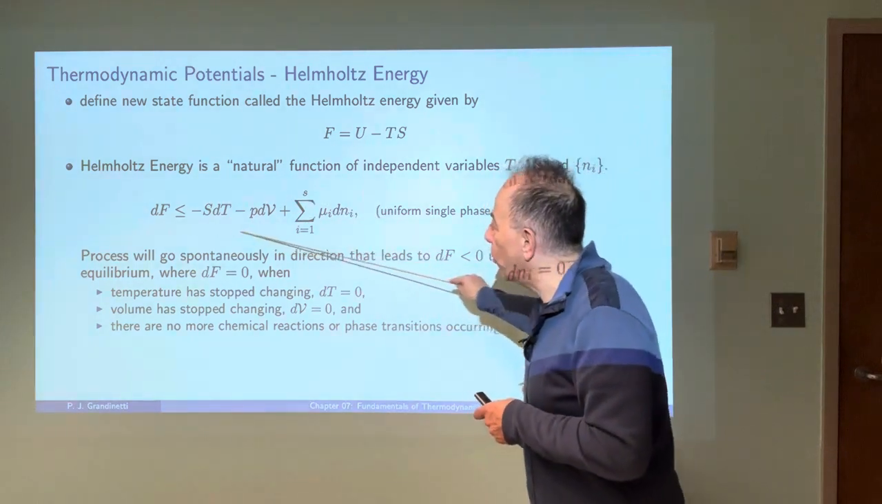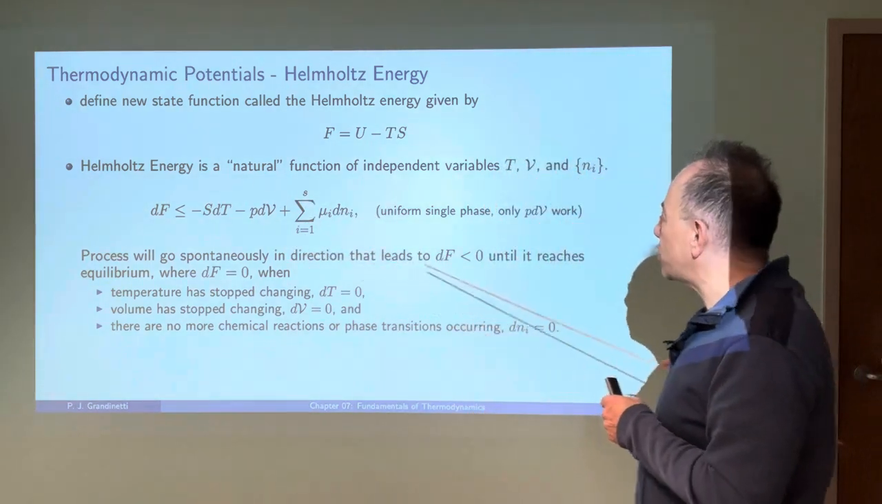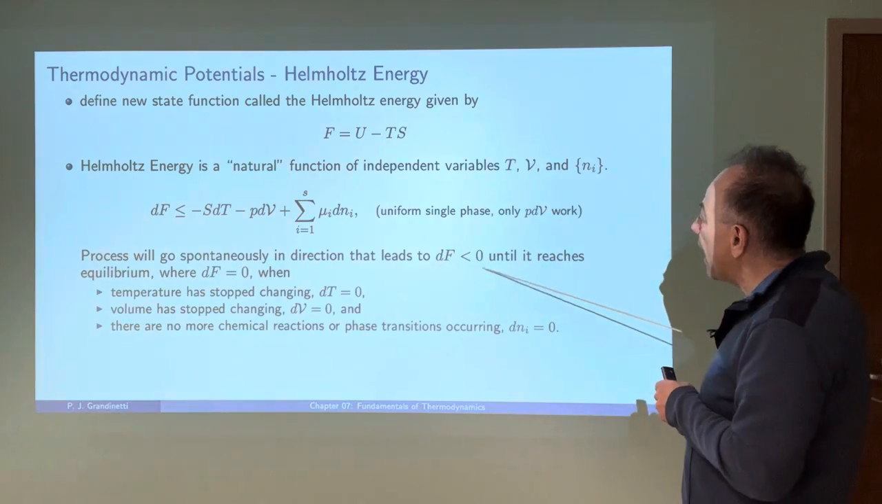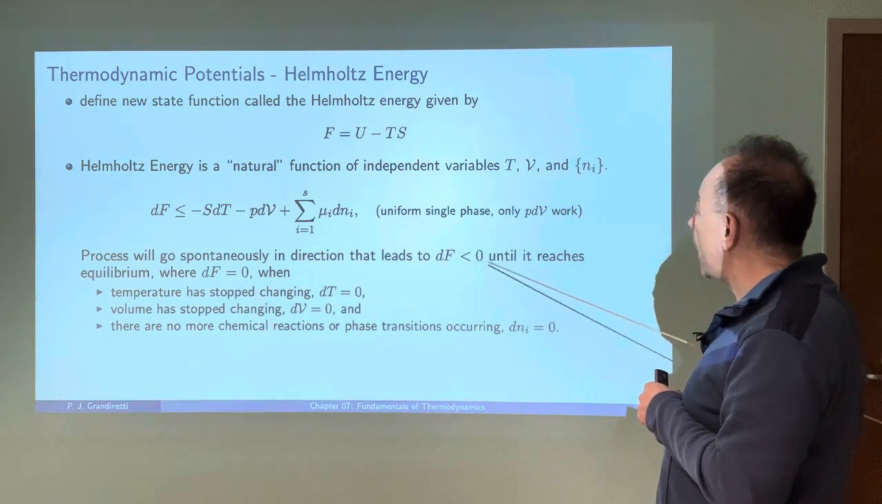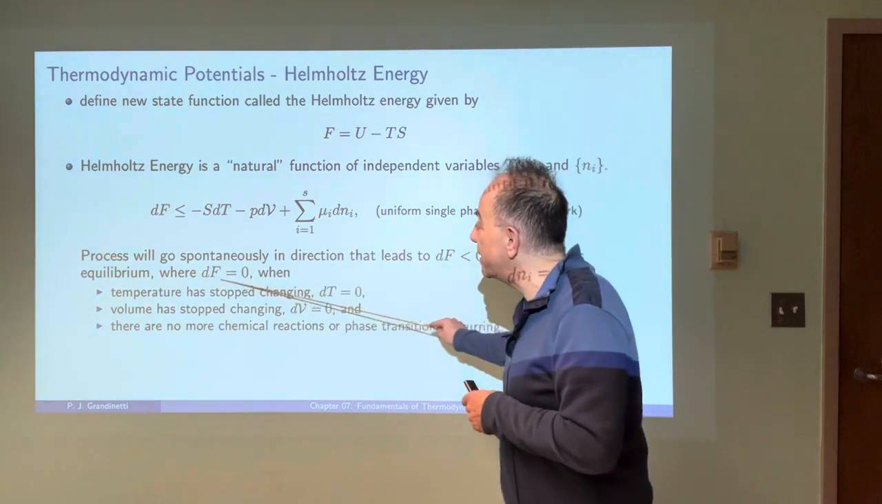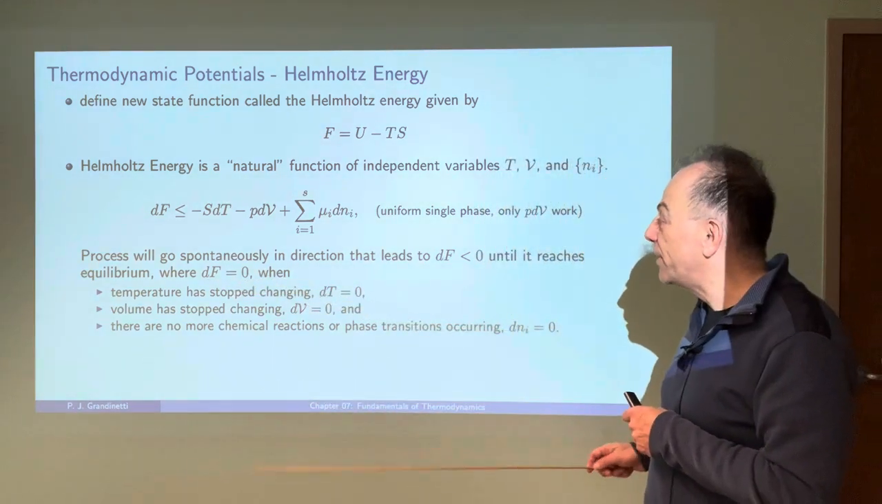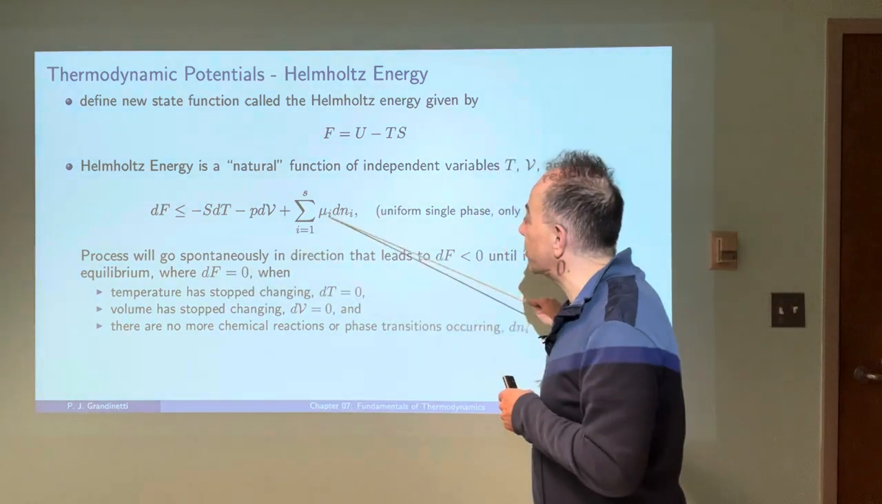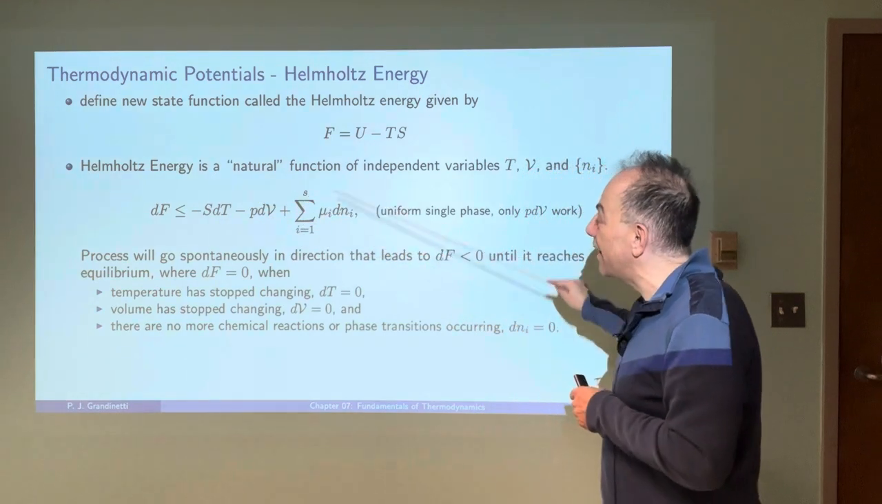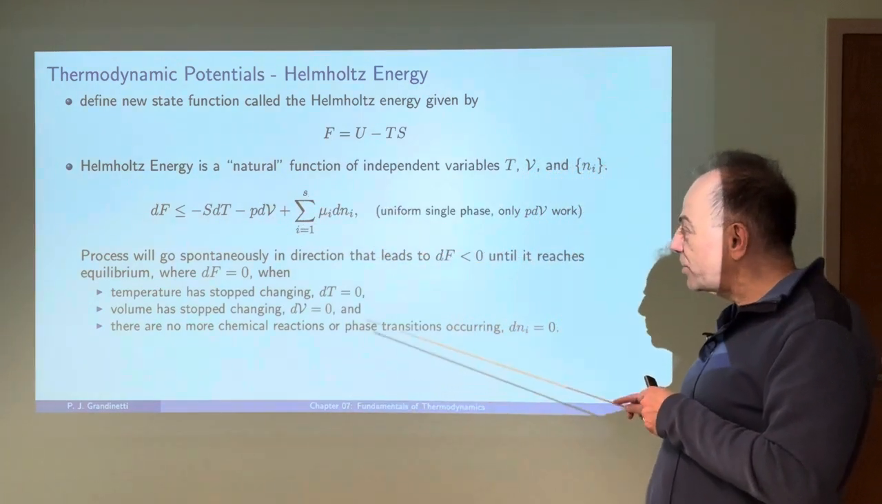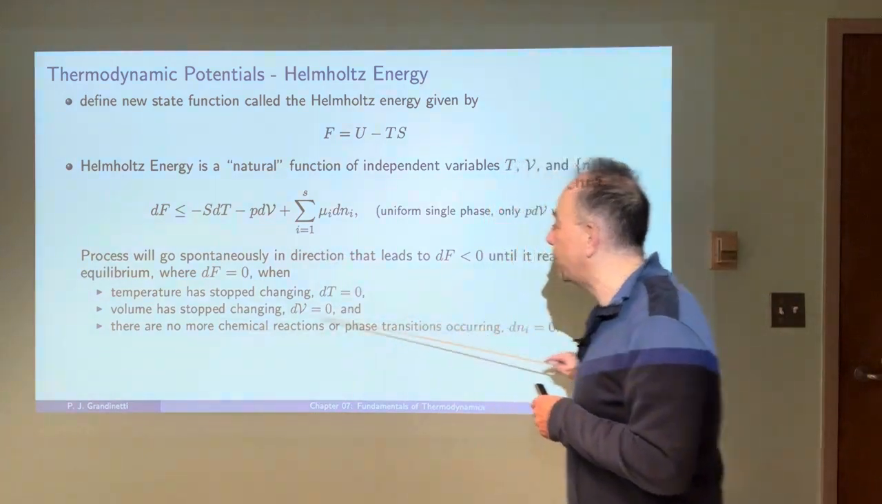And written in this form, you see that the reaction will proceed spontaneously as long as dF is less than 0, and it will reach equilibrium when dF is equal to 0. So that means that looking at this expression, when the temperature stops changing, the volume stops changing, and the amount of each substance stops changing, then we have reached equilibrium.